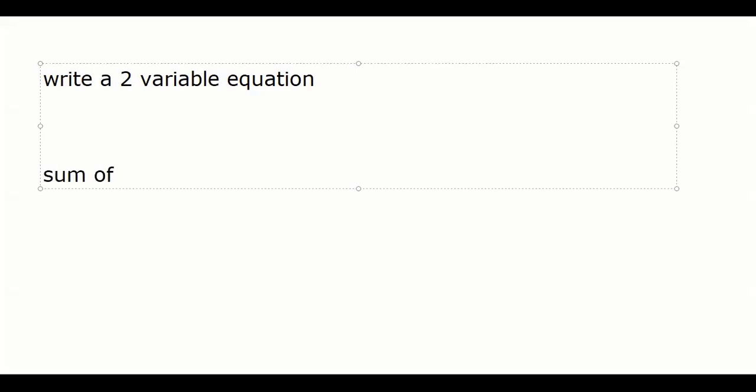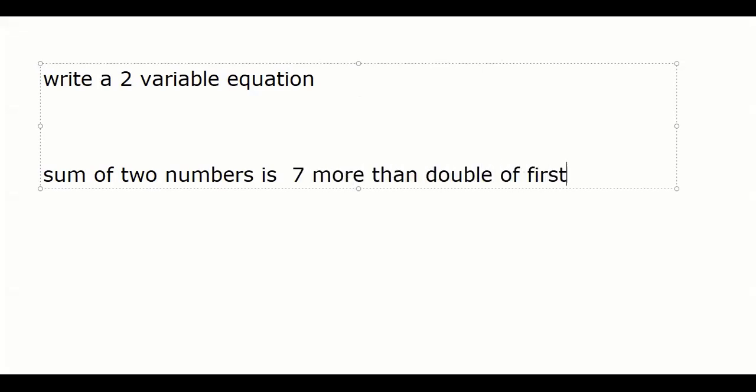Sum of two numbers is 7 more than double of first number. How will we make the equation? How many can write this equation, guys? Sum of two numbers is 7 more than double of first number. Sir, x plus y is equal to 2x plus 7. Write it and show me.